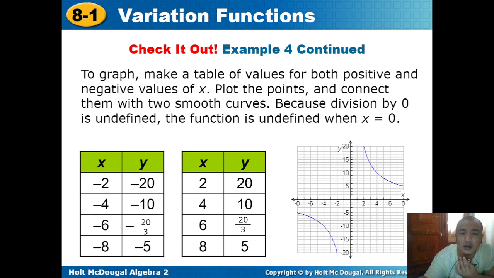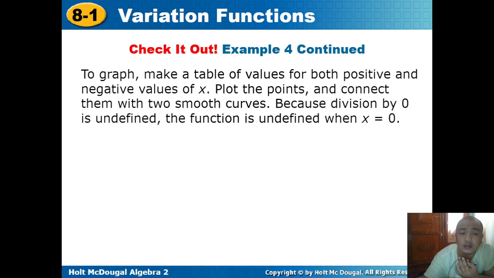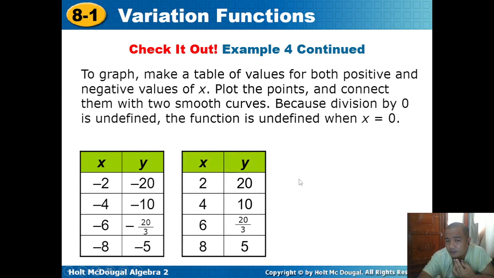So again, the graph, connect the points. Where did we get negative 20? If x is negative 2, just substitute here. y was 40 over x. 40 divided by negative 2 is negative 20. 40 divided by negative 4 is negative 10. Ganun lang. This is the positive part.